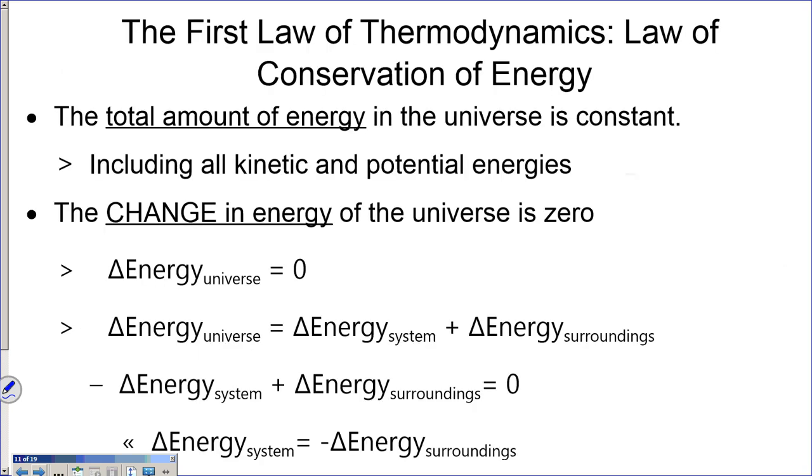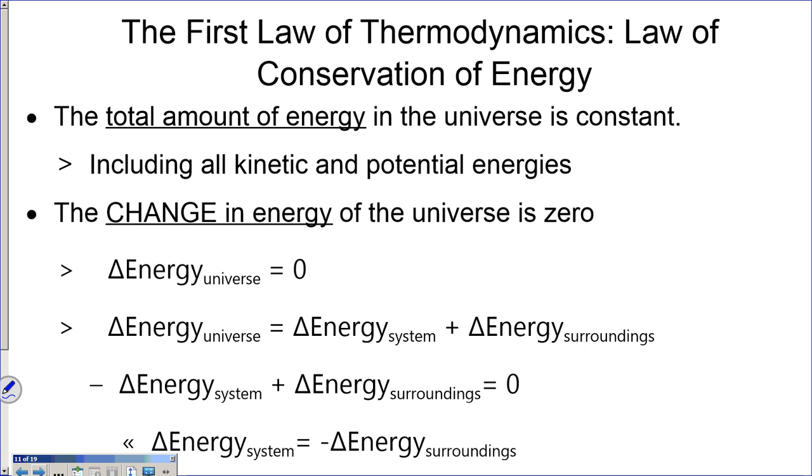The law of conservation of energy goes back to the first law of thermodynamics. This is going to be our basis for a lot of our calorimetry calculations. So remember, the total amount of energy in the universe is constant. There's always the same amount of energy. It just goes from one type into another. This includes all kinetic and potential energies. It's not changing the amount of energy, it's just changing its form, changing what it looks like.